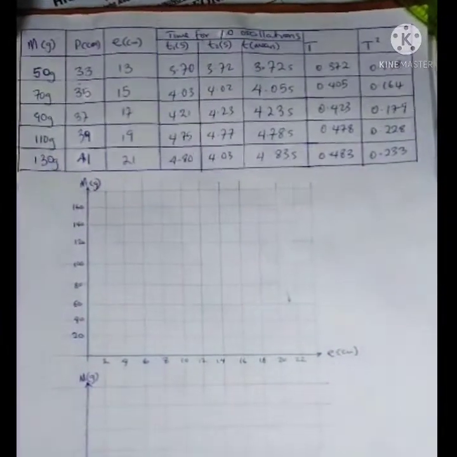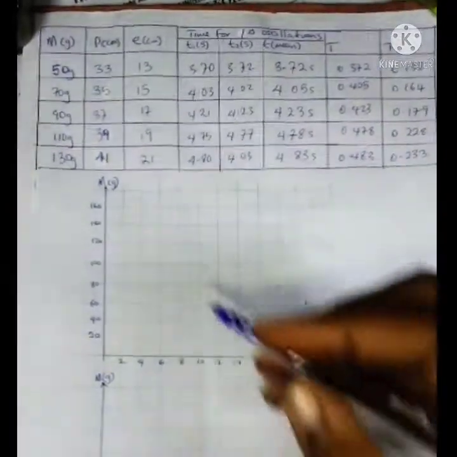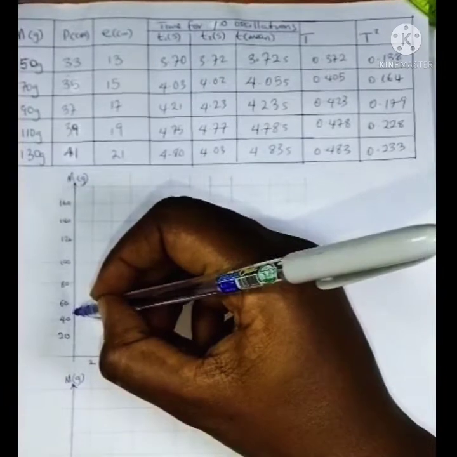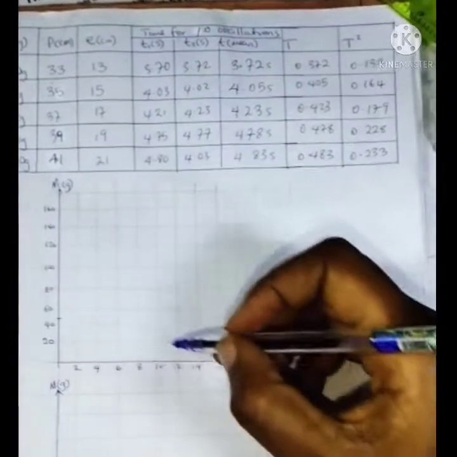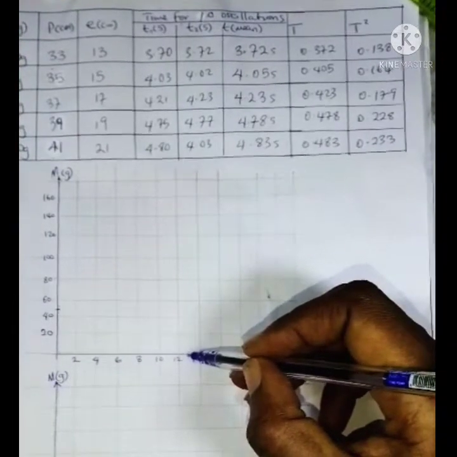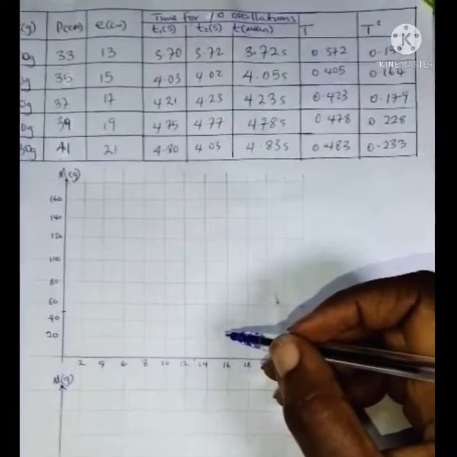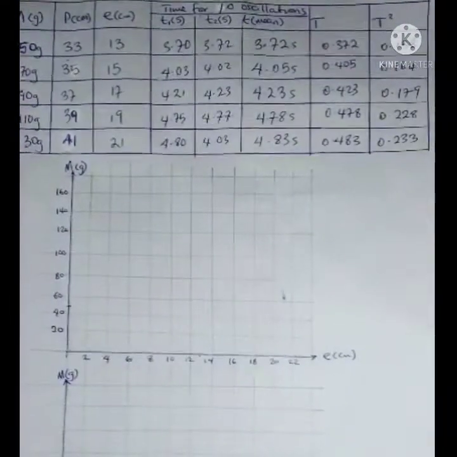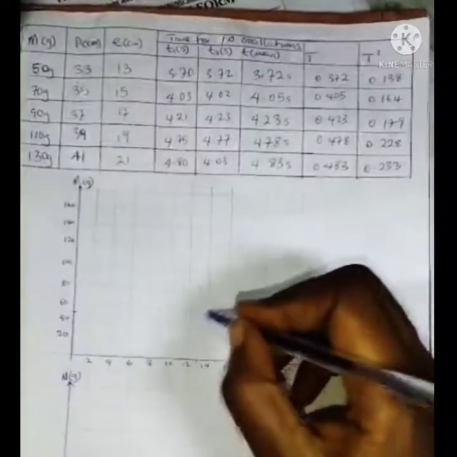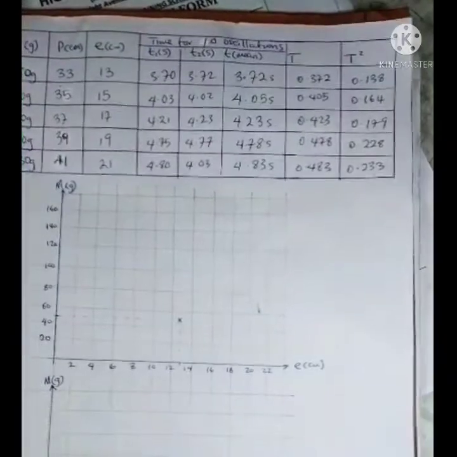So the first reading is 50 grams to 13. So we'll locate our 50 grams. This is 50 grams, it's going to be somewhere around here. To 13. Where is our 13? The 13 is going to be around here. So we're going to use a ruler to locate it. So I've done that, and this is the first point, as you can see.